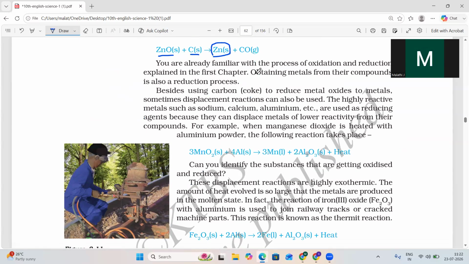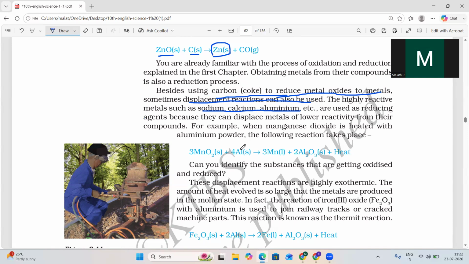So how will these be reduced? We know that using reducing agents, we remove the oxygen and get a pure metal. To reduce these metal oxides to metal, we can also use displacement reactions. Instead of using coke, we use more reactive elements to remove the less reactive elements. One example we can take is MnO2. You have to use something more reactive than manganese. Aluminium is more reactive than manganese.